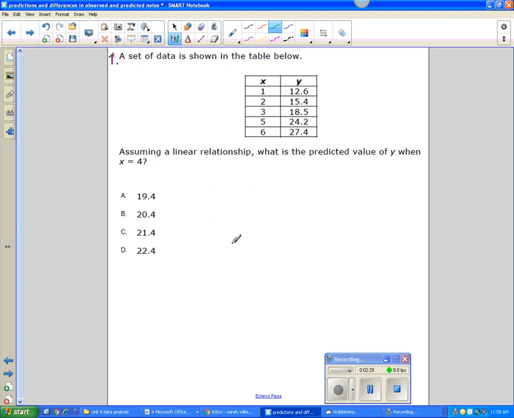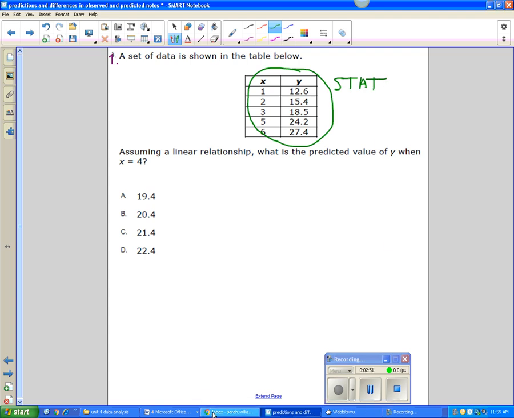The first problem says, a set of data is shown in the table below. Assuming a linear relationship, what is the predicted value of y when x equals 4? So when you see a table like this, you want to put it into stat, which we learned how to do on Monday.